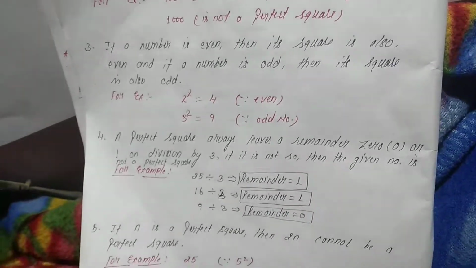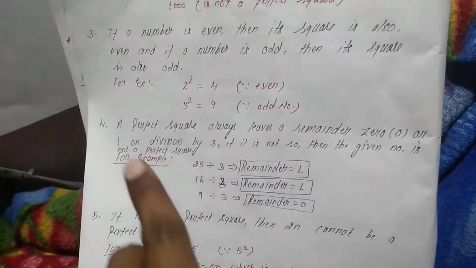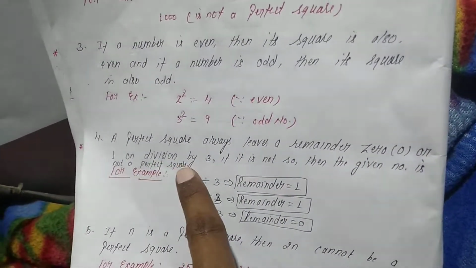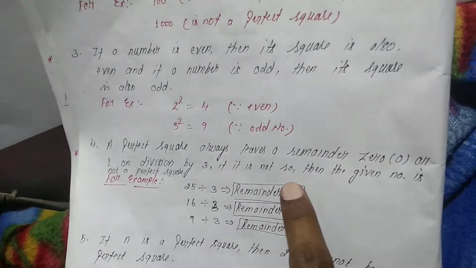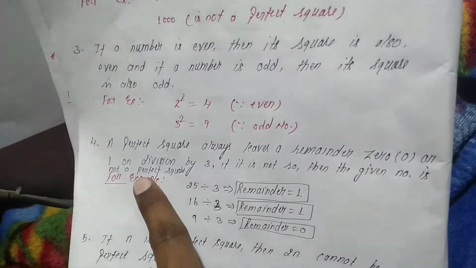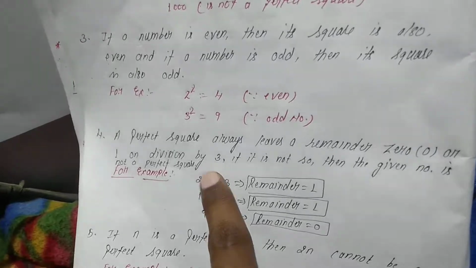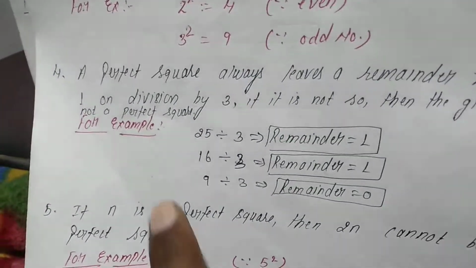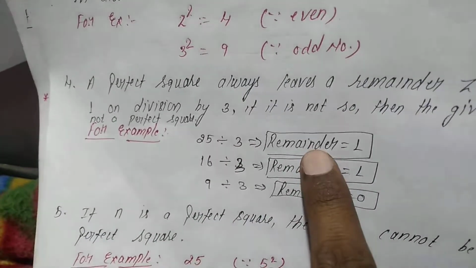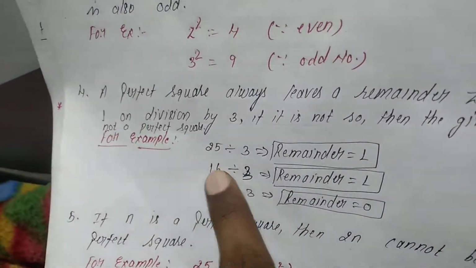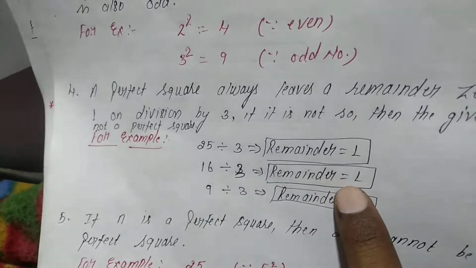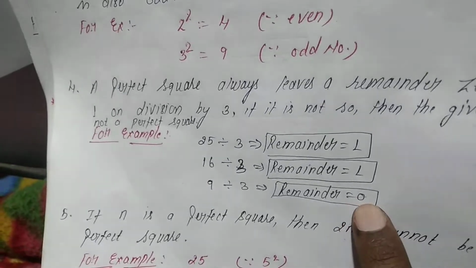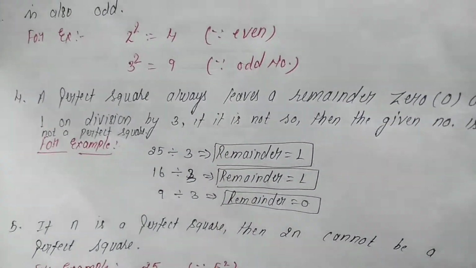Now see, moving to the fourth property. A perfect square always leaves a remainder 0 or 1 on division by 3. If it is not so, then the given number is not a perfect square. See here, it will be more clear with the given example. If 25 is divided by 3, we get remainder 1. If 16 is divided by 3, we get remainder 1. If 9 is divided by 3, we get remainder 0. So this property is satisfied here.